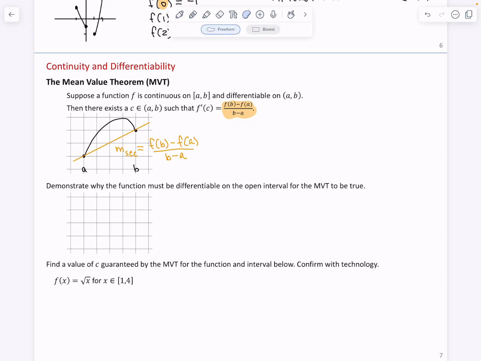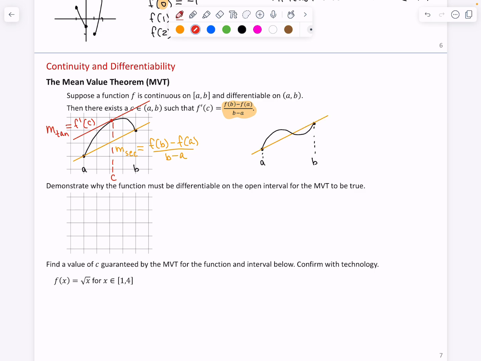Now what the mean value theorem is saying is that for some interior point, there's going to be a point where the tangent line has the same slope, and the slope of the tangent line is given by f prime of some number. We'll say c, and that value c is somewhere between a and b. And maybe there's more than one.